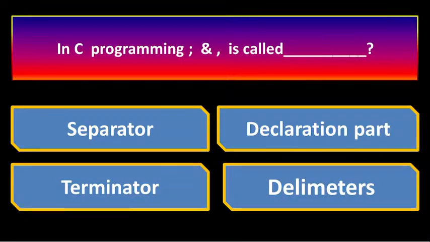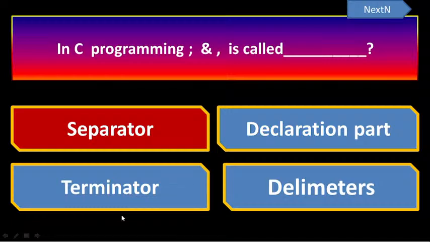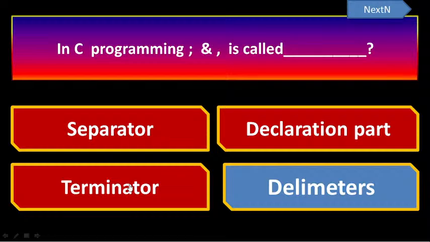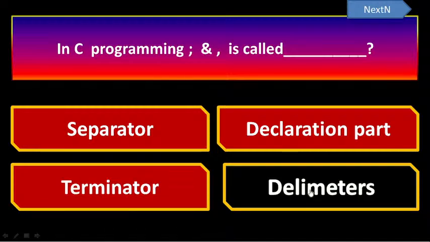In C programming, semicolon and comma called separator is the wrong answer, declaration part is also a wrong answer, terminator is also a wrong answer. This semicolon is used at the end of every executable statement, and this comma is used to separate more than one variable. So this comma and semicolon are called delimiters in C programming. So the right answer is delimiter.